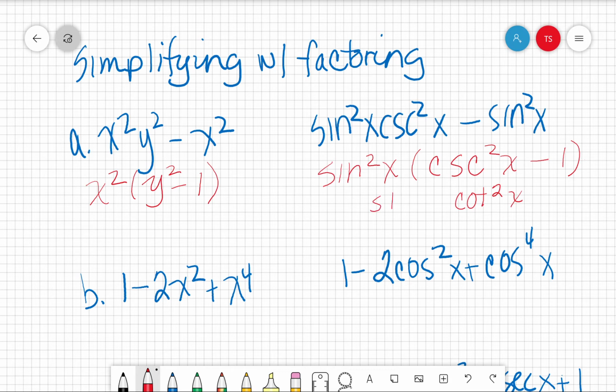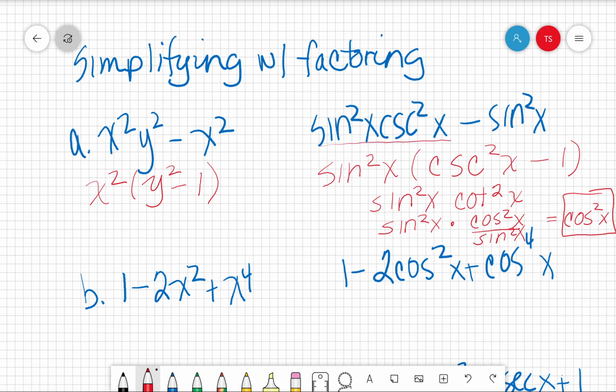And so I have sine squared x times cotangent squared x. That's going to be sine squared x times cosine squared x over sine squared x. And that's going to equal cosine squared x. Okay, notice there's more than one way to do this. Sine squared times cosecant squared is equal to 1. So 1 minus sine squared is equal to cosine squared x. That's another way to look at the problem.